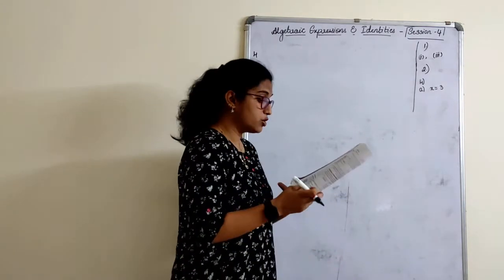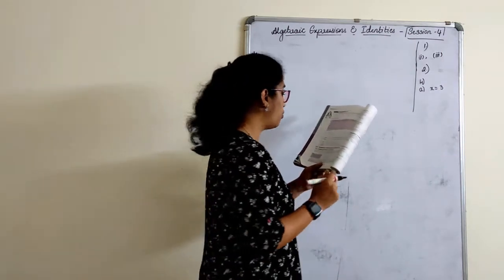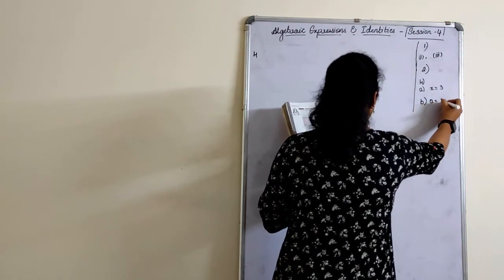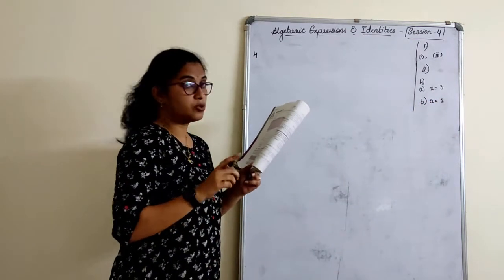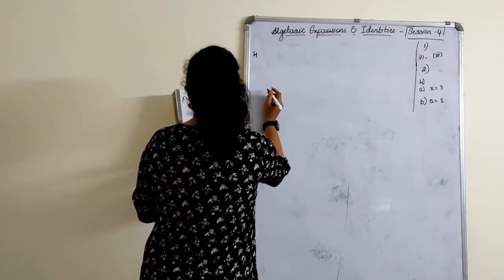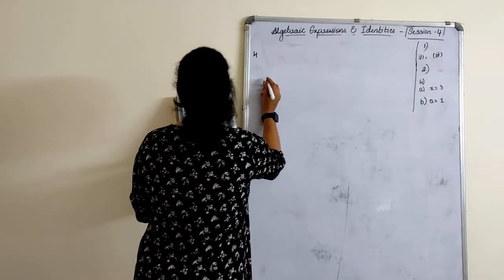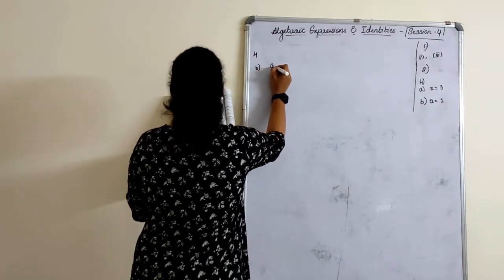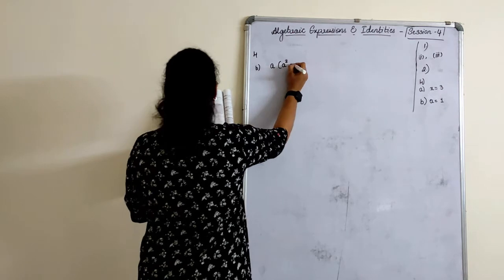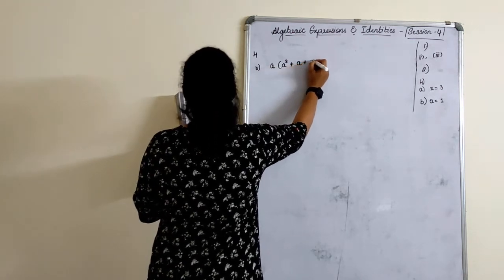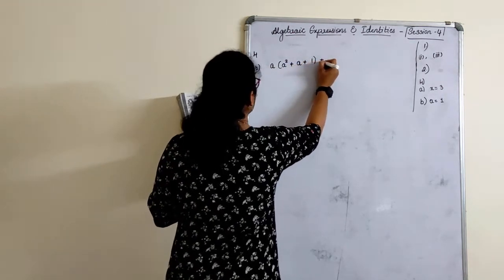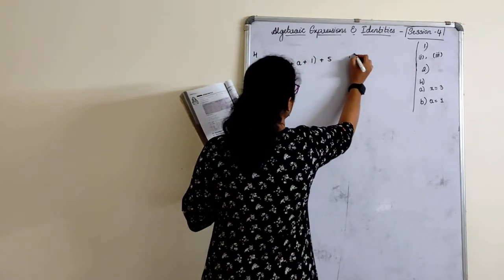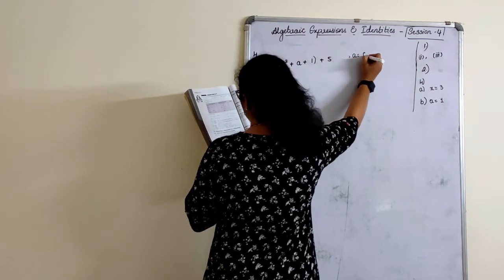Next one, I will be solving two sums. I will be giving one homework in this. In B part, a is equal to 1 is for homework. 0 and minus 1 I will solve, children. So, B part, a of a square plus a plus 1 plus 5. Now, what is the value of a? a is equal to 0.